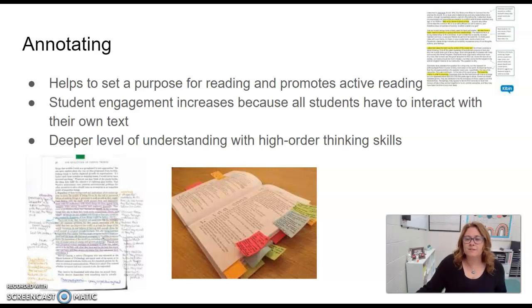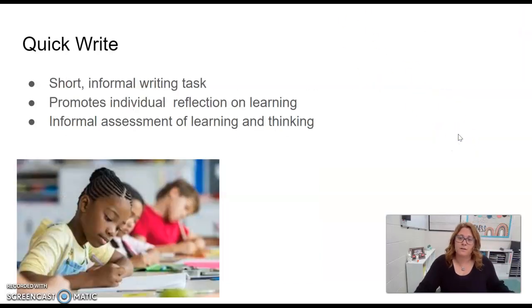But when you ask students to annotate during reading, you're giving them a purpose for reading. When students have a clear purpose of what they're supposed to do with their reading, they're going to be more engaged. And additionally, not only 1 or 2 students have to annotate and engage with the text, but the expectation is that every student is doing it and every student has something on their sticky notes or written.